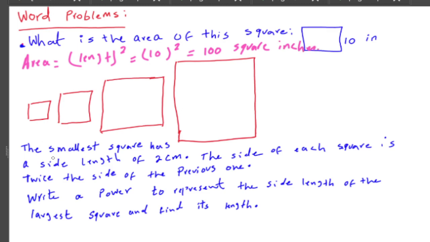Now, next, the smallest square has a side length of 2 centimeters. So I can write here 2 centimeters. The side of each square is twice the side of the previous one. So this one is going to be twice the size of the previous one. So this side length is 2 times 2. What about this one? If this one is 4, this one is going to be twice of that one. And if this one is 8, this is going to be twice of that one.